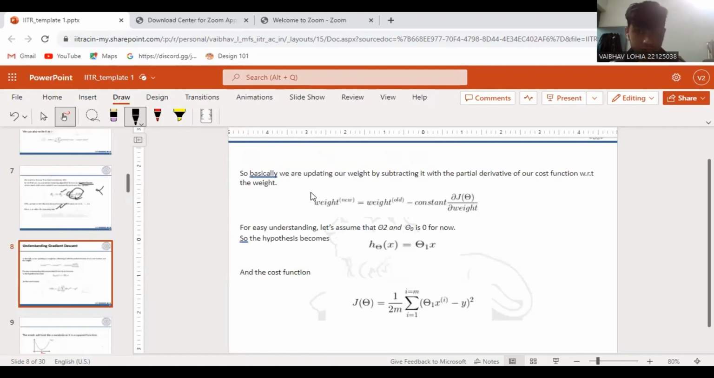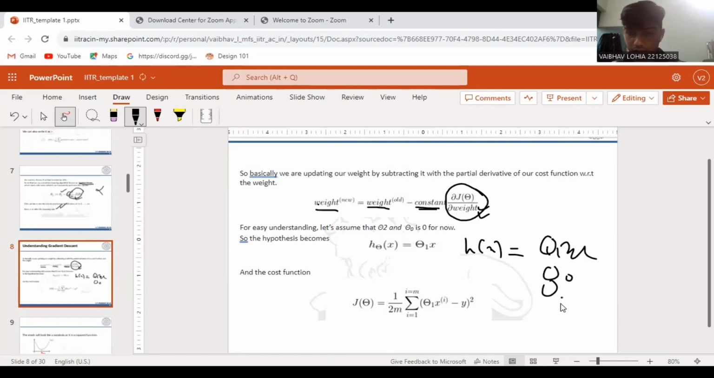This is the thing I was talking about: we update the weight, which is equal to the weight minus some constant, the learning rate, times the derivative of the cost function with respect to the weight. For simpler understanding, let's think of our h of x as a linear function theta 1 x. We are neglecting theta naught and theta 2. So our cost function will be nothing but this, theta 1 x minus y, and 1 by 2 is just a constant.